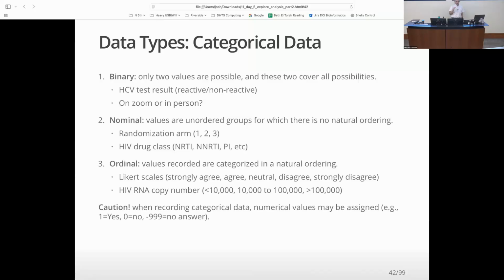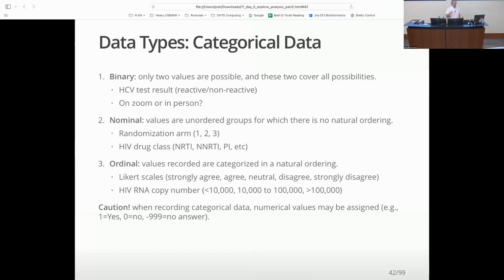Or it could be like classes of HIV drugs, right? So protease inhibitors or NRTI, I don't remember, but different classes of HIV drugs. So those are categories. There's no specific order to them.